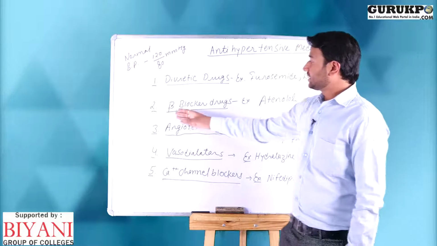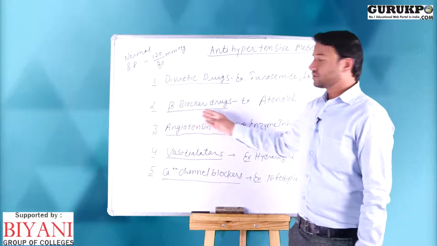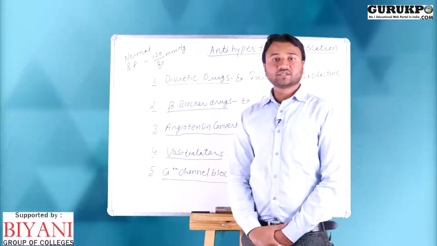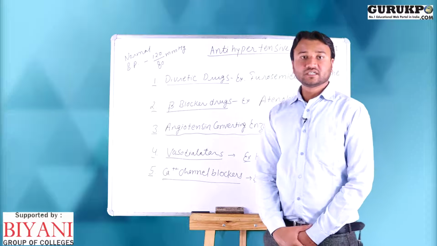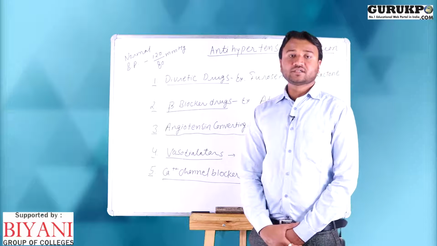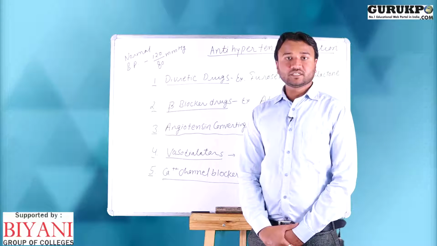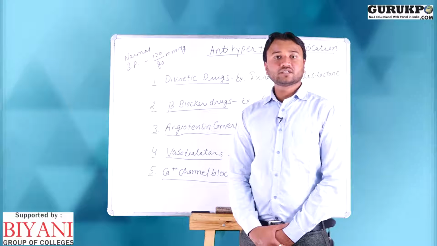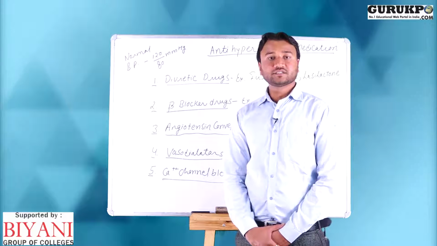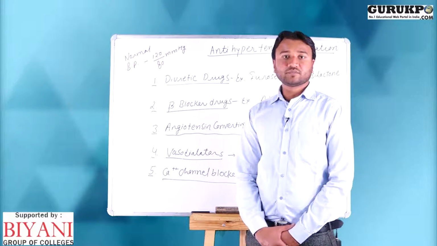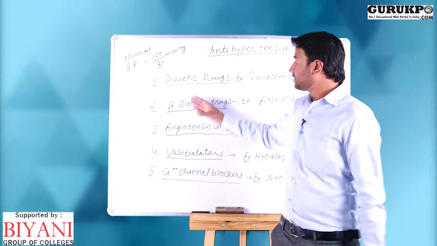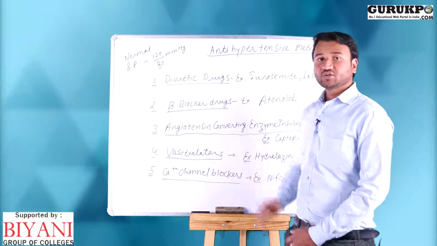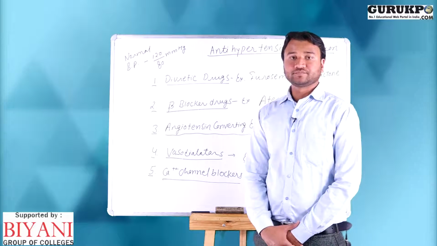And the second antihypertensive drug is the beta blocker drugs. When we provide the beta blocker drugs to the patient, these drugs reduce the effect of the sympathetic nervous system on the heart, so the heart rate is reduced and cardiac contractility is also reduced. When the heart rate and cardiac contractility are reduced, it reduces the blood pressure. And the examples of the beta blocker drugs are atenolol and propranolol.